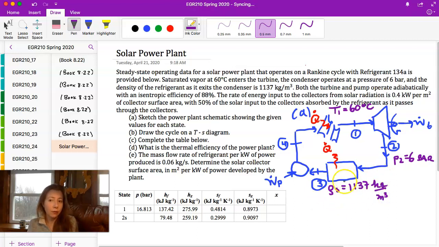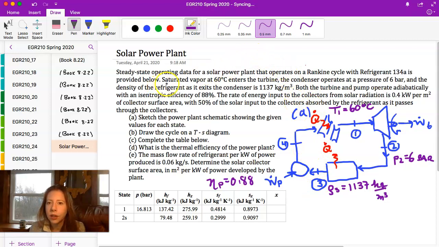And just keep in mind what this looks like. Remember, specific volume is 1 over density, so that could give us some useful information there. The pump operates adiabatically. Okay, so with the pump, there's no heat exchange, and we're given the isentropic efficiency of the pump. The rate of energy input to the collectors from the solar radiation is 0.4 kilowatts per meter squared. Okay, so that's our energy input. And 50% of the solar input to the collectors is absorbed by the refrigerant as it passes through the collector. So you're going to have to think a little bit critically about what that means.